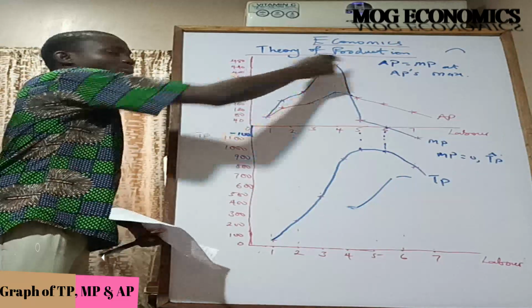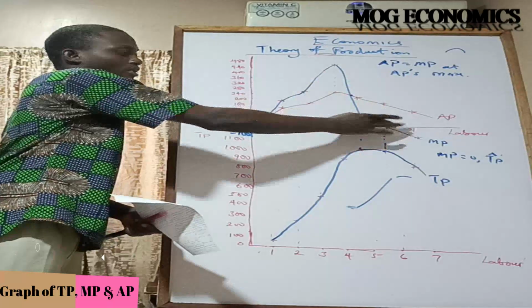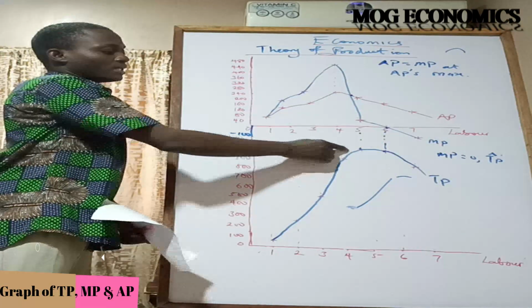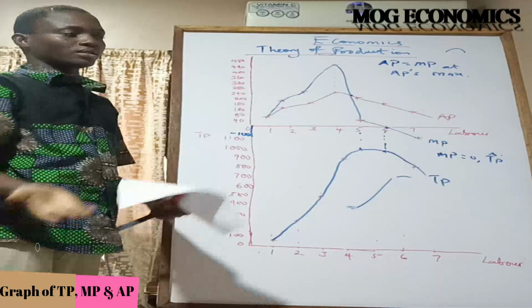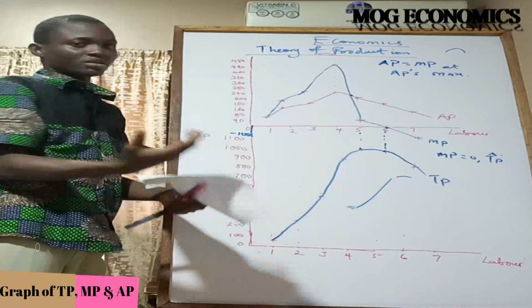Now, as MP is falling, but not yet zero, it's important to put that falling, right? But it's not yet zero. What's happening to your TP? Your TP is increasing decreasingly. It's increasing at a decreasing rate. So all of these parts, it's just increasing small, small.